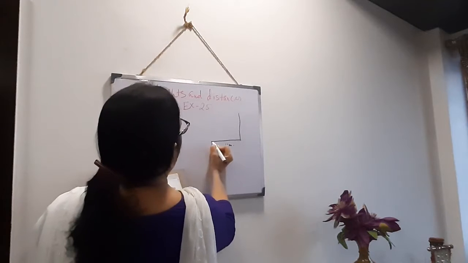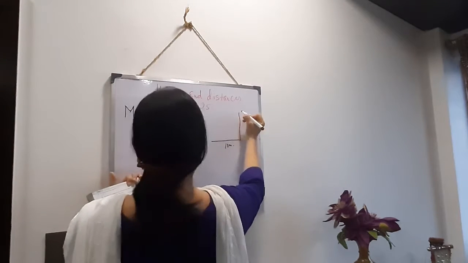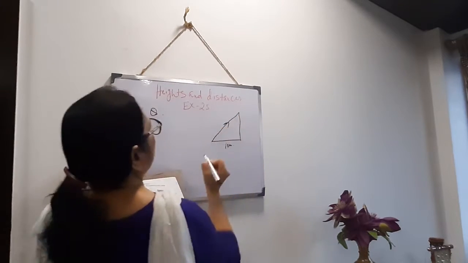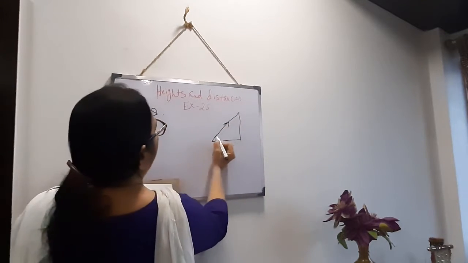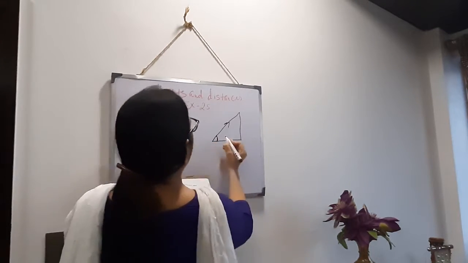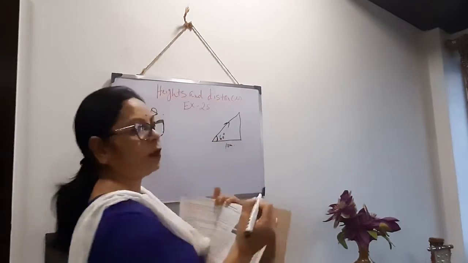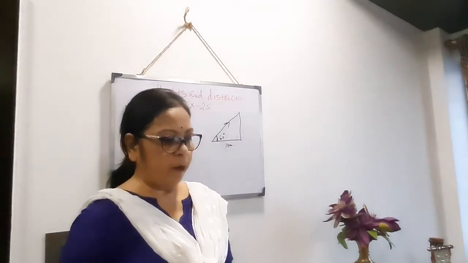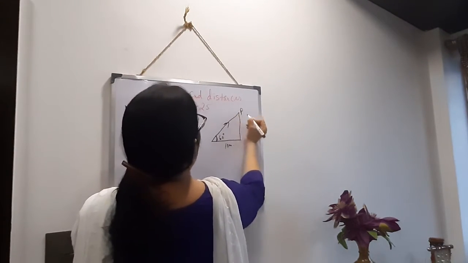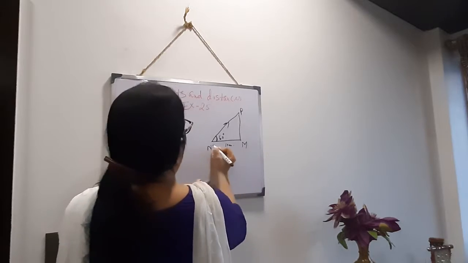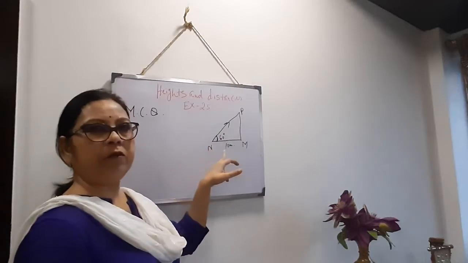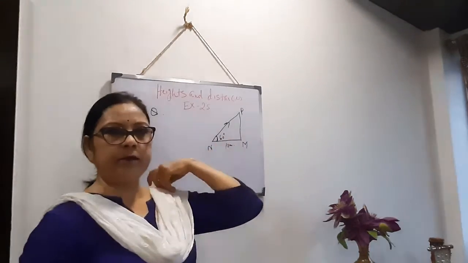Now the observer is here, and this is the top of the tower, and he is looking upwards. Then this angle is called the angle of elevation. Here it is given, this is 60 degrees. Then you have to calculate the height of the tower. That means you have to calculate this. I am giving the name PMN. So PM is the tower, the observer is at the position of N, the angle of elevation is 60 degrees.